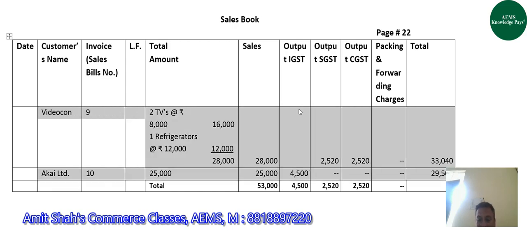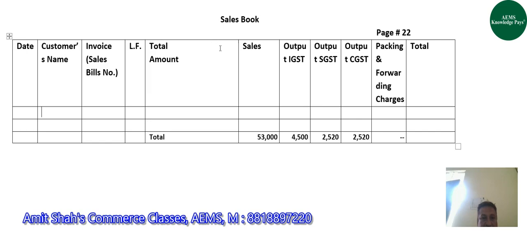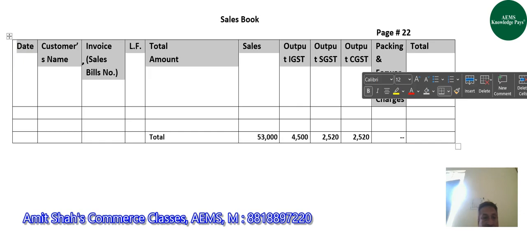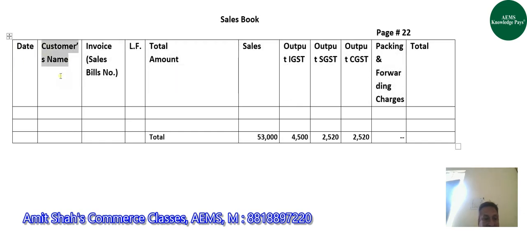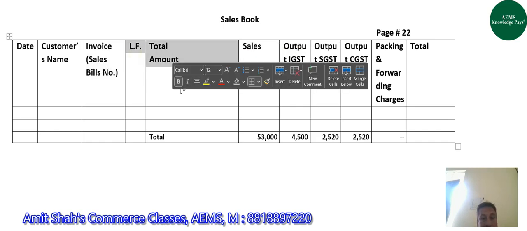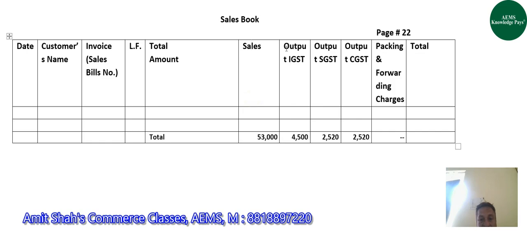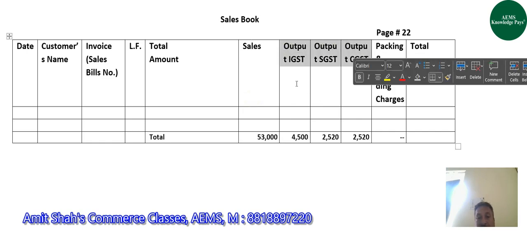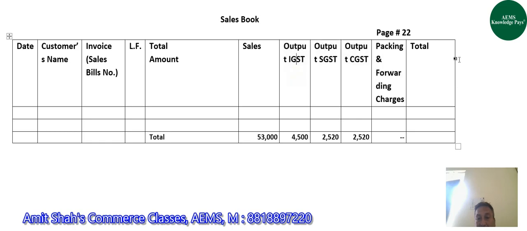So you now can understand that the difference in purchase book and sales book is not much, right? There are same number of columns. Instead of supplier's name, we will have here customer's name. Instead of purchase bill number of supplier, we will have here our own sales bill number. These two would be same. Instead of purchase, we will have sales. Instead of input GST, we will have output GST. Packing and forwarding charge in total would be there as they were in purchase book.